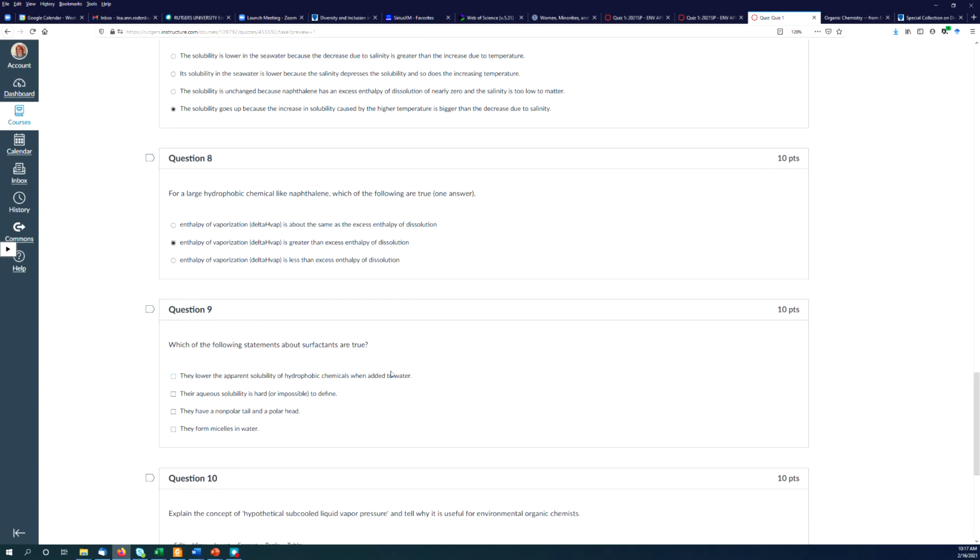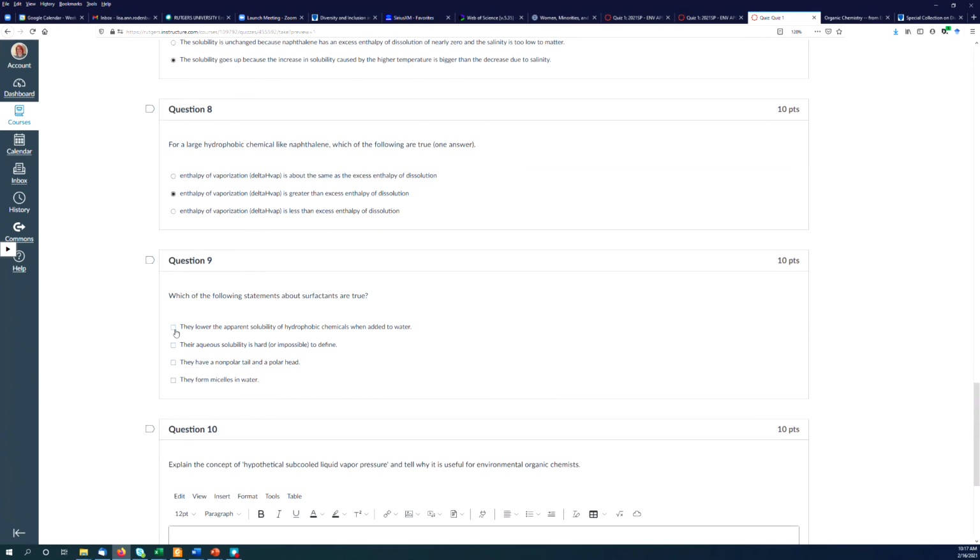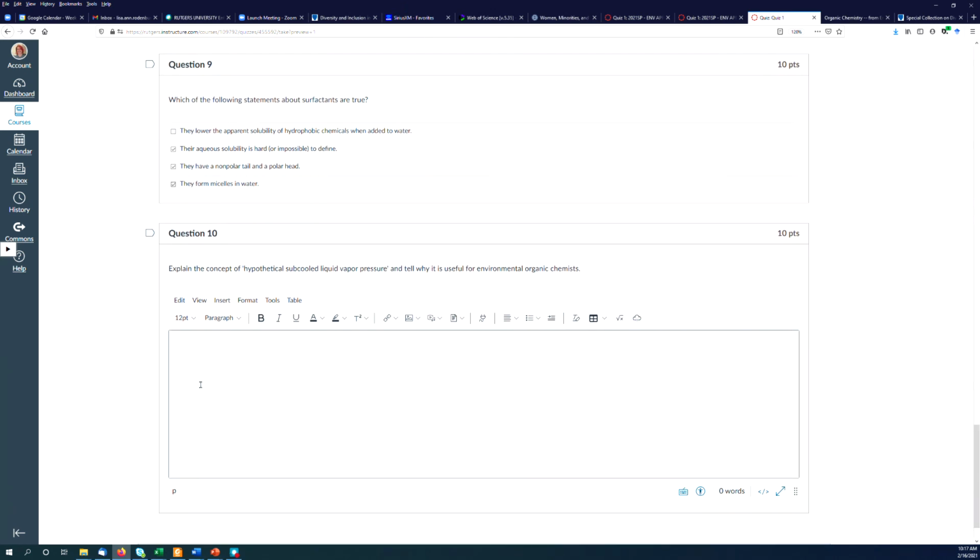Which of the following statements about surfactants are true? They lower the apparent solubility of hydrophobic chemicals. That's not true. They increase the apparent solubility of hydrophobic chemicals. That's kind of the point of surfactants. Their aqueous solubility is hard or impossible to define. That is true because they form micelles, and so you can't really define it. This is the one place where I should have said more than one answer is possible, and I forgot to do that, so I gave you a lot of partial credit here. Surfactants have a nonpolar tail and a polar head. That's true, that's kind of how they work. And they form micelles in water. That is also true.